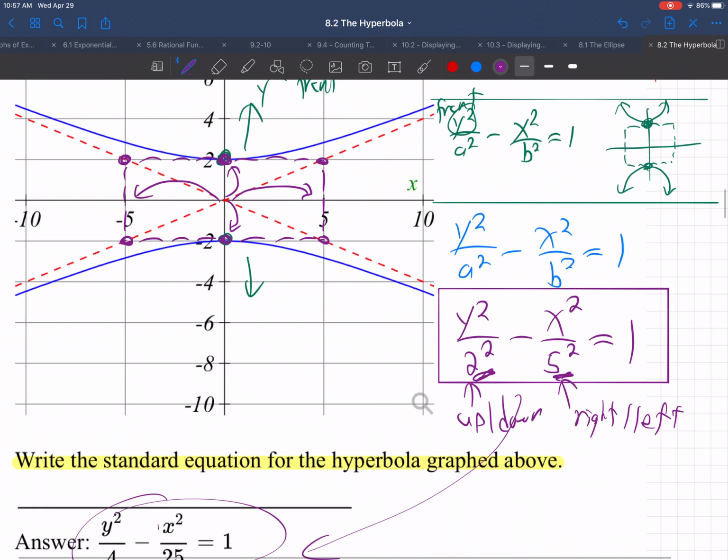So there we go. Just put in the invisible box with the corners. Whatever's underneath y is how far up and down. Whatever's underneath x is how far right and left for the box, which can be seen by the corners of the asymptote lines. There we go.